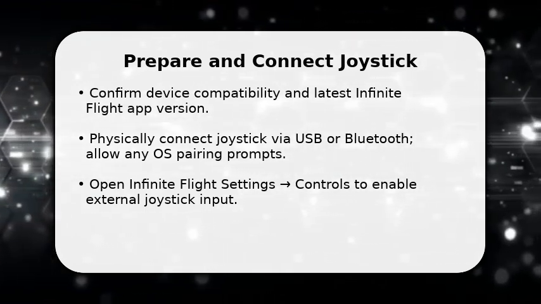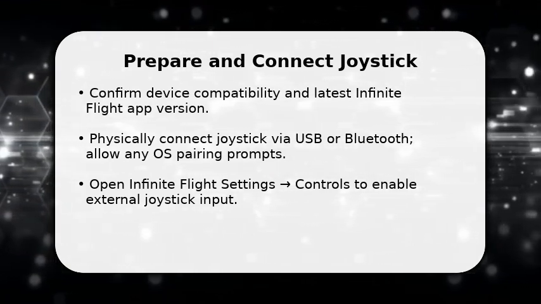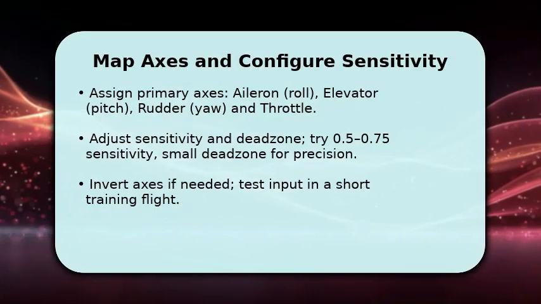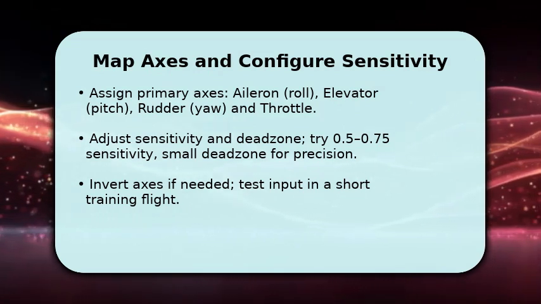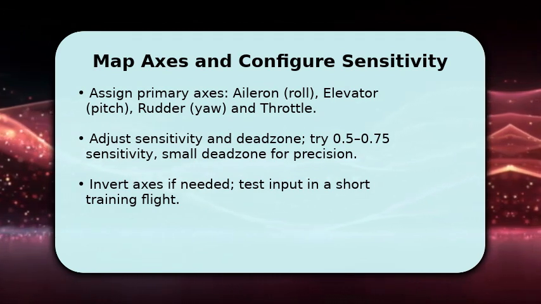If the device isn't shown, disconnect and reconnect. And check Bluetooth or USB permissions on your device before moving on. Once the joystick is available, map each physical control to the corresponding in-game axis. Aileron for roll, elevator for pitch, rudder for yaw, and throttle if your stick has it.